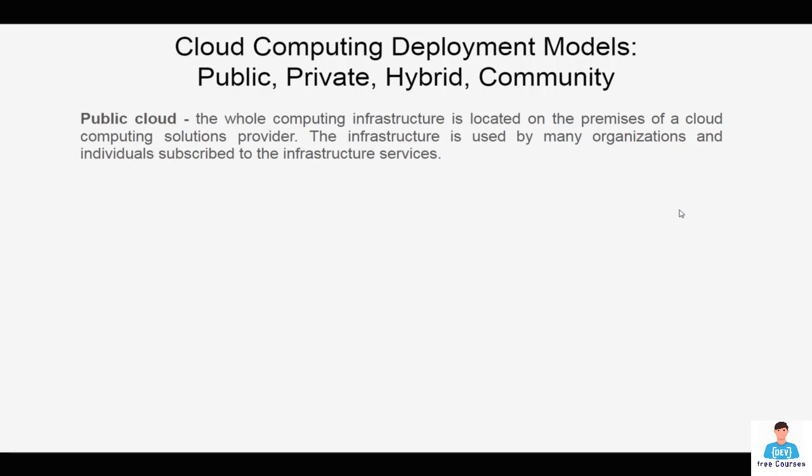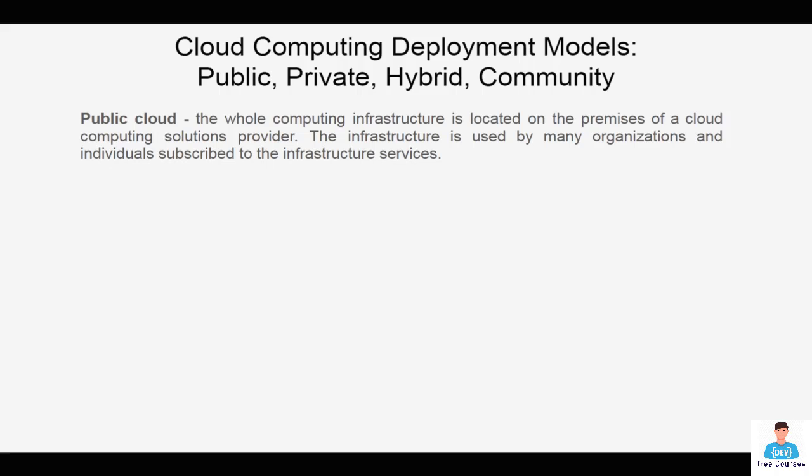So let's start. The first one is a public cloud, and in this one, the infrastructure is located on the premises of a cloud computing solutions provider. They are available for the use of the general public. So Amazon Web Services is a really good example of the public cloud because AWS can be used by the general public. And if you want to build infrastructure using AWS, then your infrastructure will be stored in their data center.